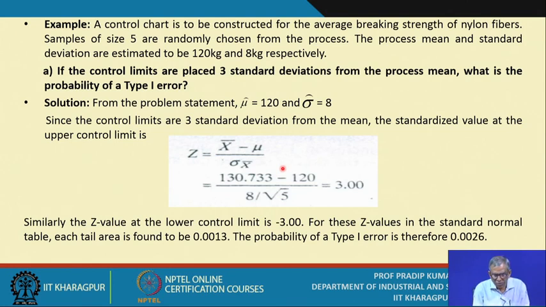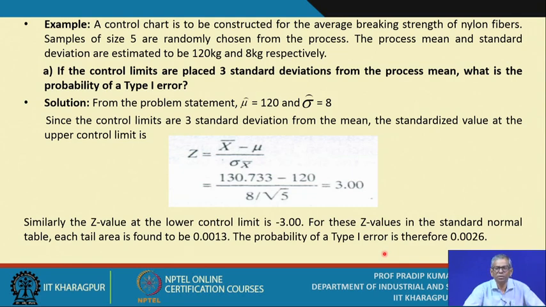So the z value at the upper control limit, that is 130.733, we have computed. That is the difference from the mean, 120, expressed in standard deviation units, which is 3. Similarly, if you compute the z value at the lower control limit, you get a value of minus 3. For these z values in the standard normal table, each tail area is found to be 0.0013. So the probability of a type 1 error is therefore 0.0026. Clear?